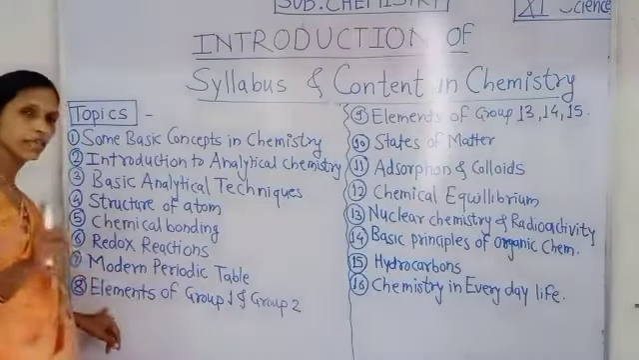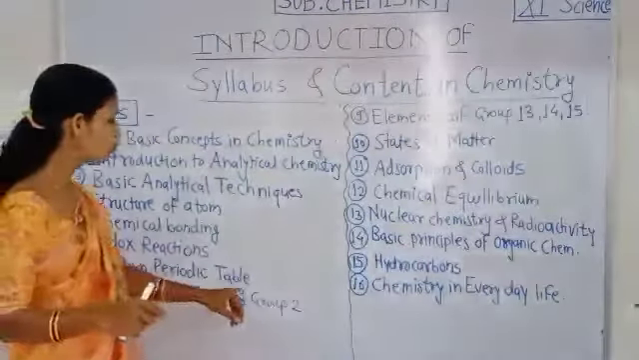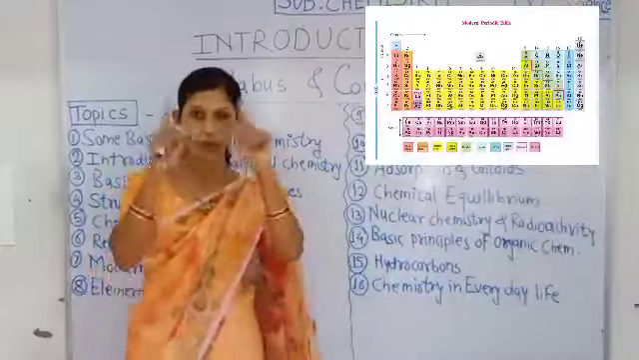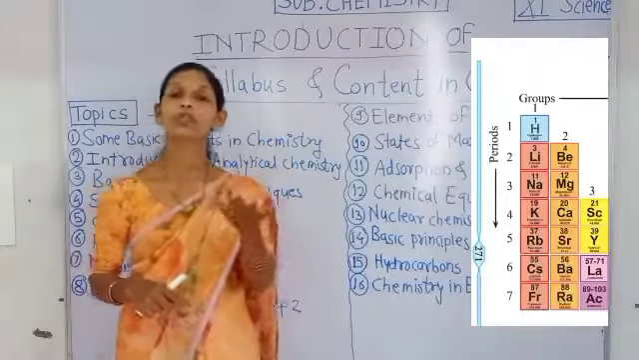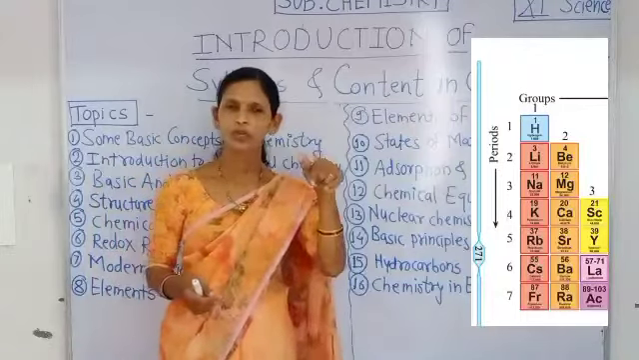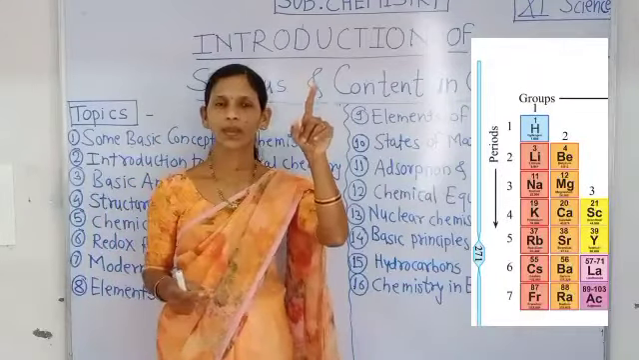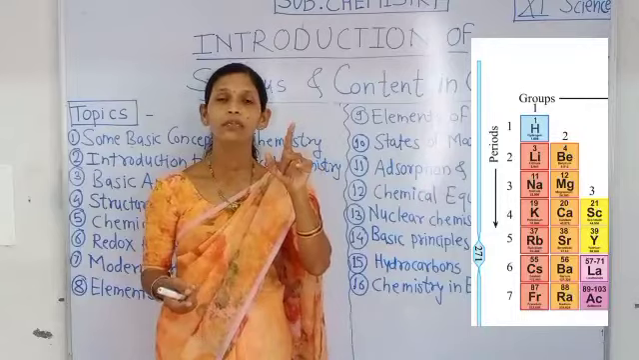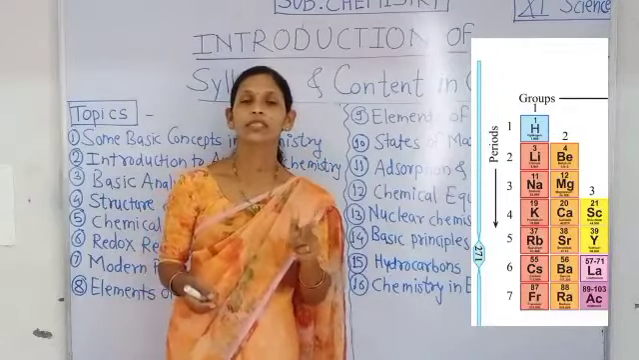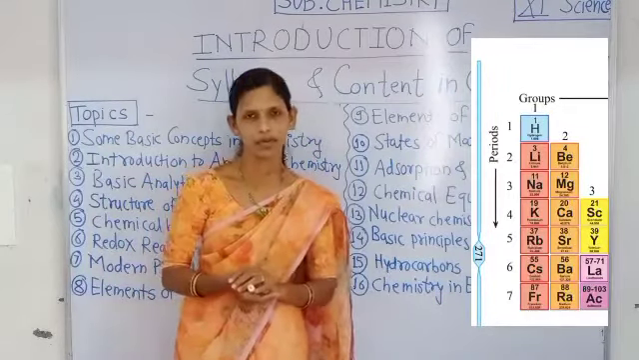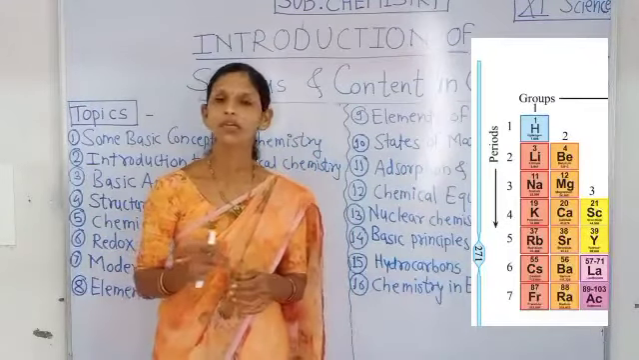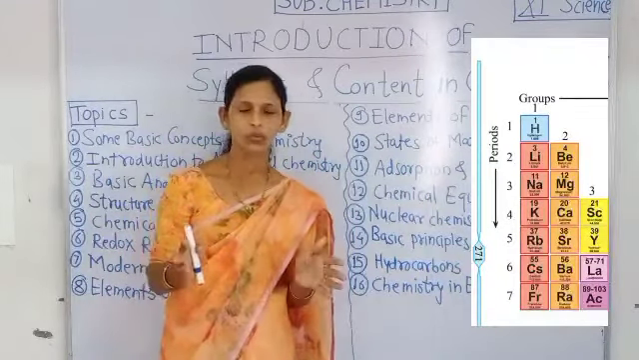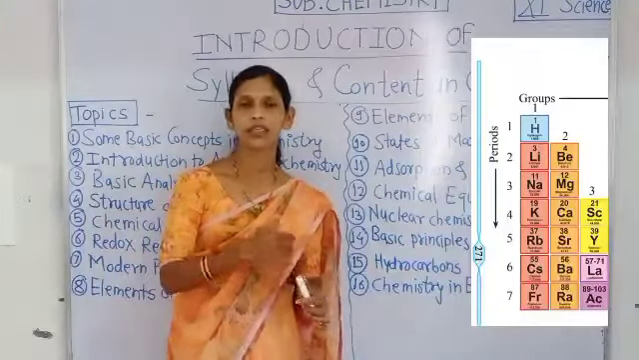Then next chapter, that is elements of group 1 and 2. Then in the periodic table there are two groups, first group and second group. All of you studied about that. In the first group there is hydrogen, sodium, lithium, potassium, caesium, francium and rubidium, and those are alkali metals, alkali dhatu. We will study about that in this chapter.